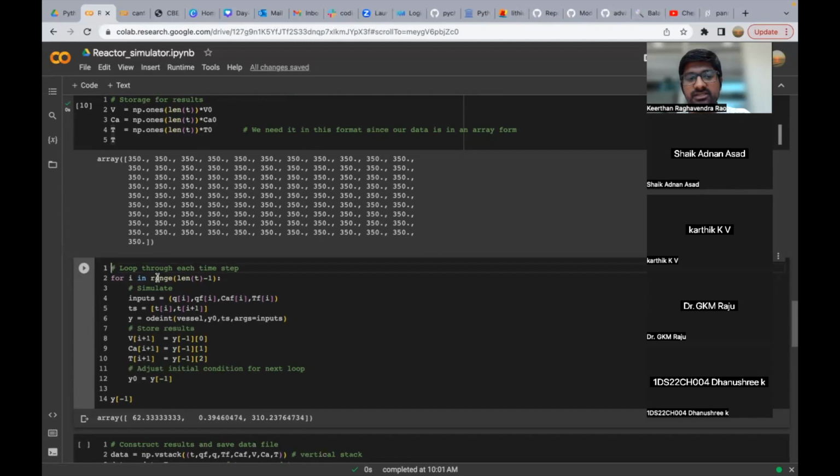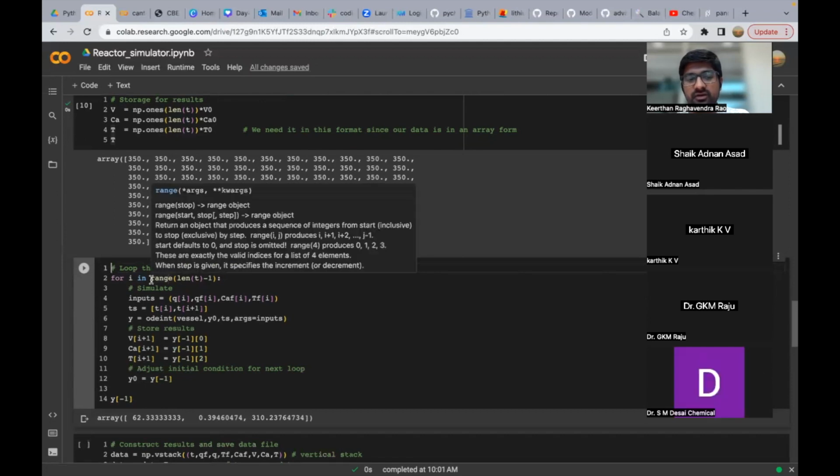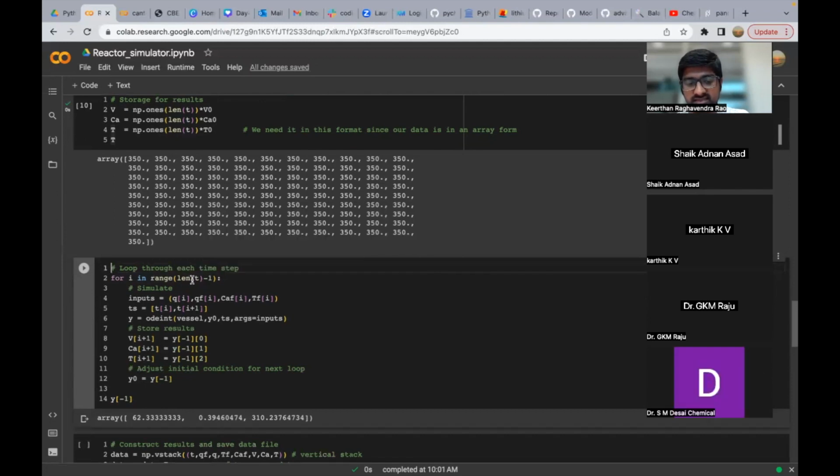We need this simulation to happen for a range of our time instance. So basically, time going from 0, I think we chose 10 minutes. So 0 to 10 is what we need. So to simulate, we have this inputs, which is a tuple. So in this inputs tuple, we are accessing Q, QF, CAF, and TF. And I will get each individual value from an array like this for each instance in time.